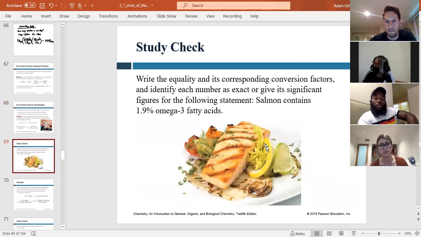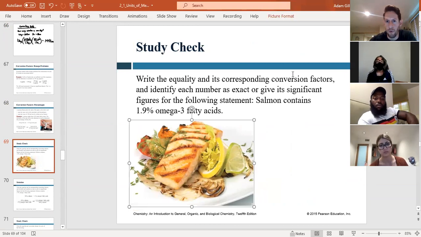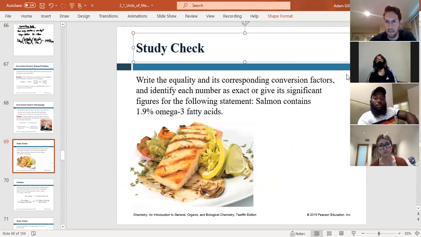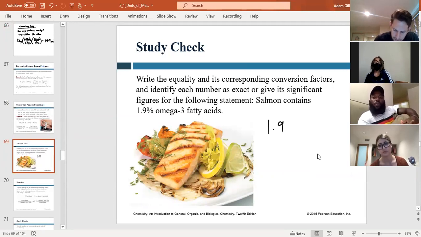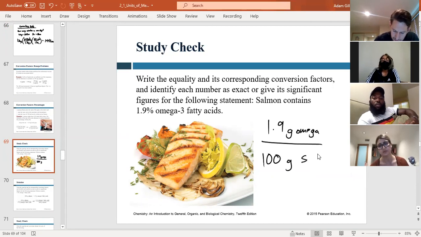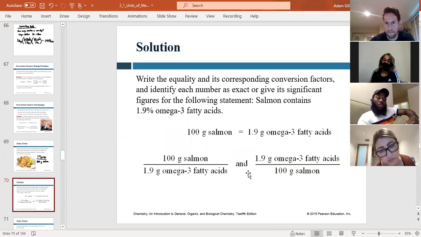Right, so if there's a piece of salmon and they tell you the salmon is 1.9% omega-3 fatty acids, what is your equality there? 1.9 grams of omega-3 per 100 grams of salmon. It's just that number per 100. That's all of percentages. All right.